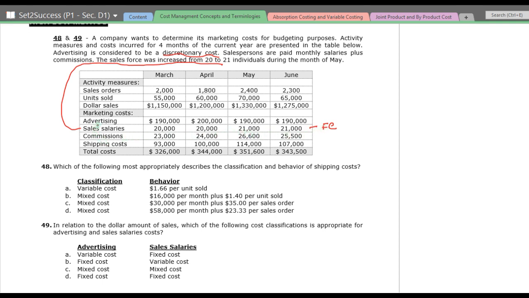Now, we have activity here. We have the activity measures: sales orders, units sold, and dollar sales are given, and marketing costs are given, the month is given, and total cost is given. Let us see what they are asking for. Which of the following appropriately describes the classification and behavior of shipping cost? So they are asking about the shipping cost.